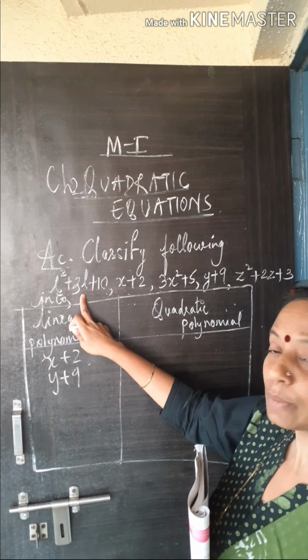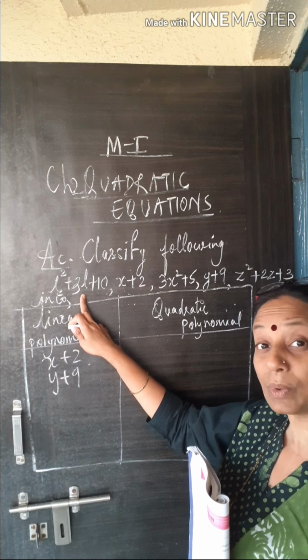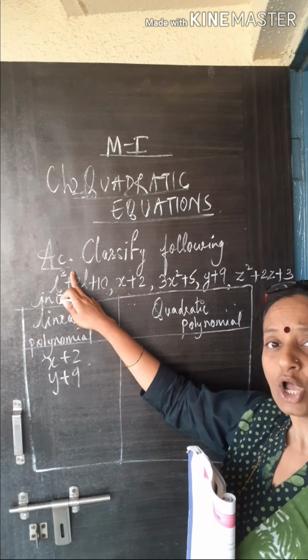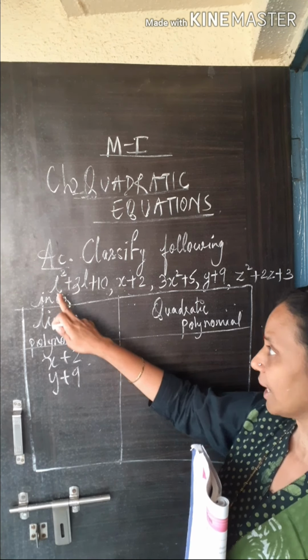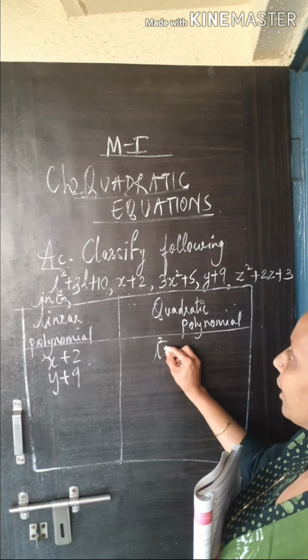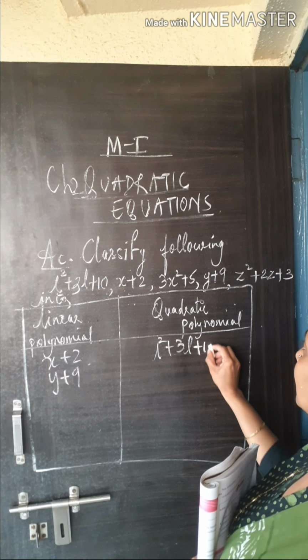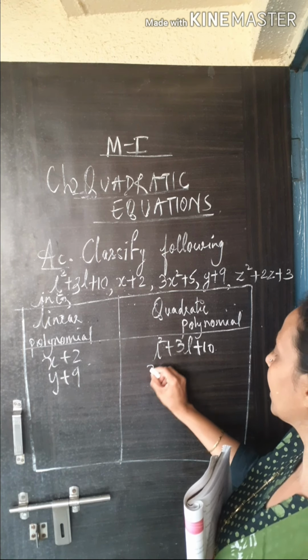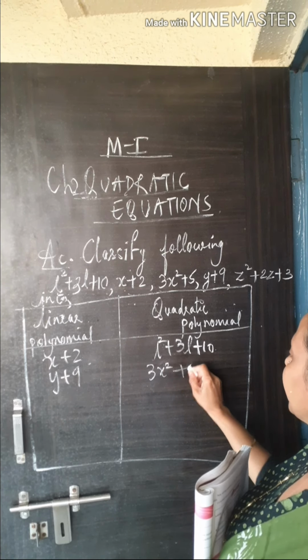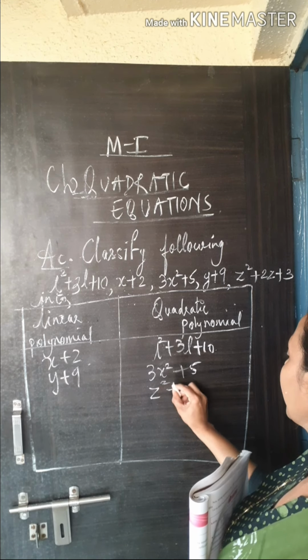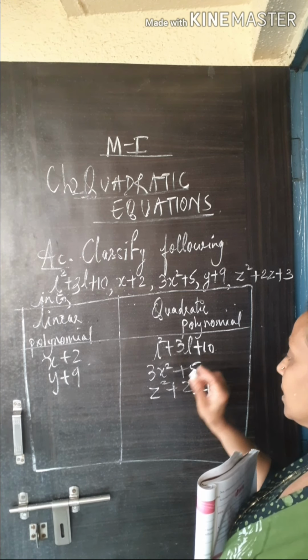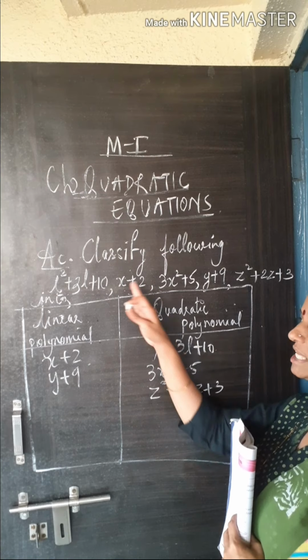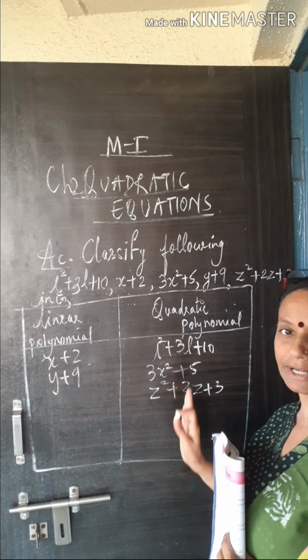And therefore the quadratic will be which one? Quadratic polynomials are the ones which are having the highest degree or highest index as 2. And therefore the first one, that is l square plus 3l plus 10. Then one more we are having, that is 2x square plus 5. And the last one is z square plus 2z plus 3. So this is how we classify these polynomials into linear polynomial and quadratic polynomial.